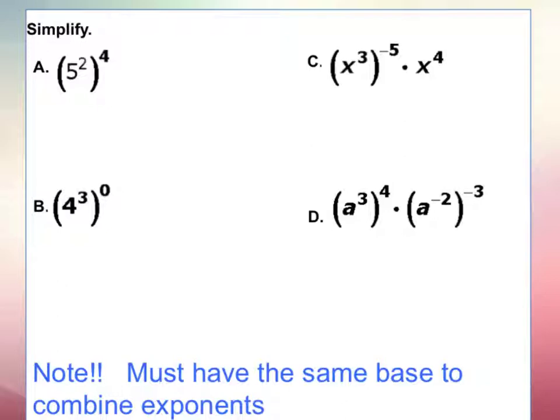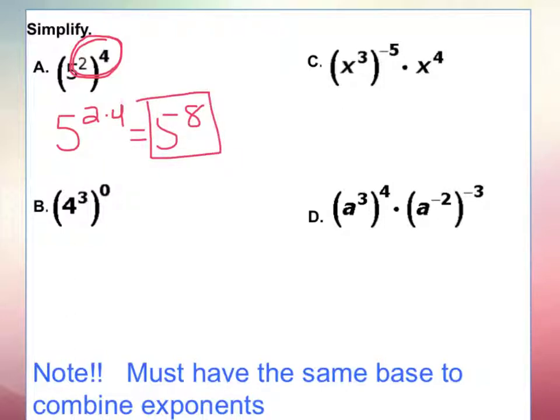So let's look at example A. Here on example A, we have 5 squared to the 4th power. So this is a power raised to another power. And notice how I can circle the exponents, which means I should multiply them. So this becomes 5 to the 2 times 4 power, which equals 5 to the 8th power. And because the exponent is greater than 4, we don't need to evaluate it further.